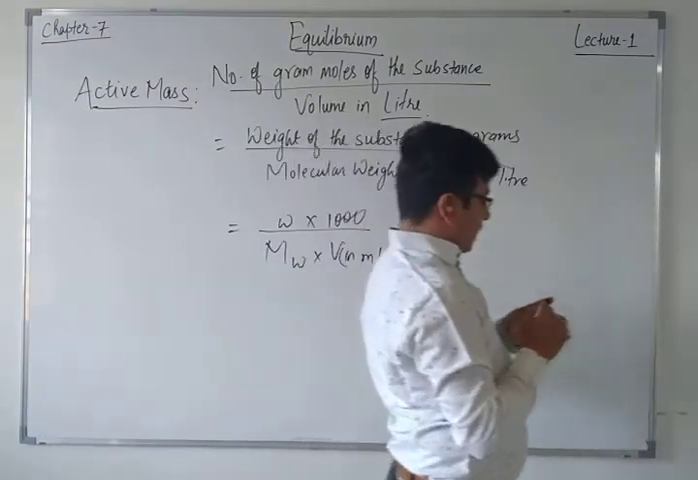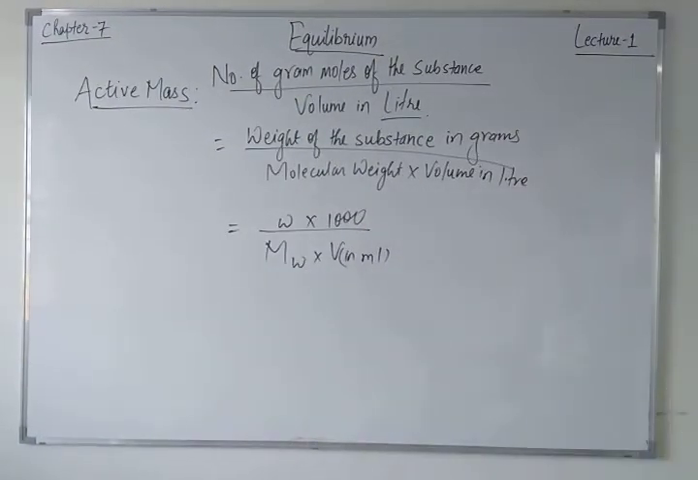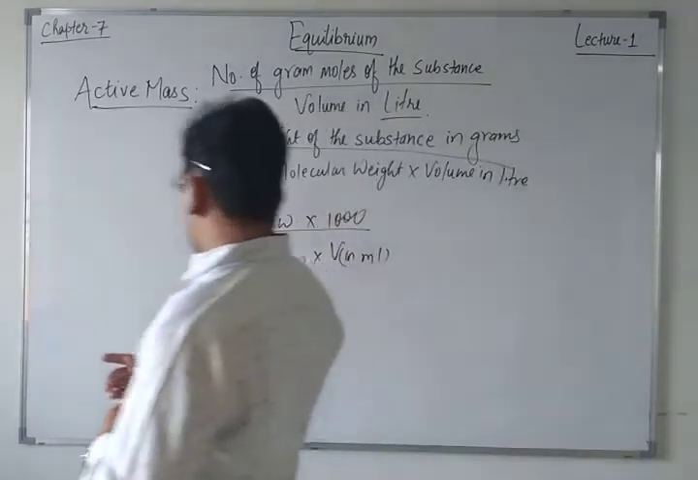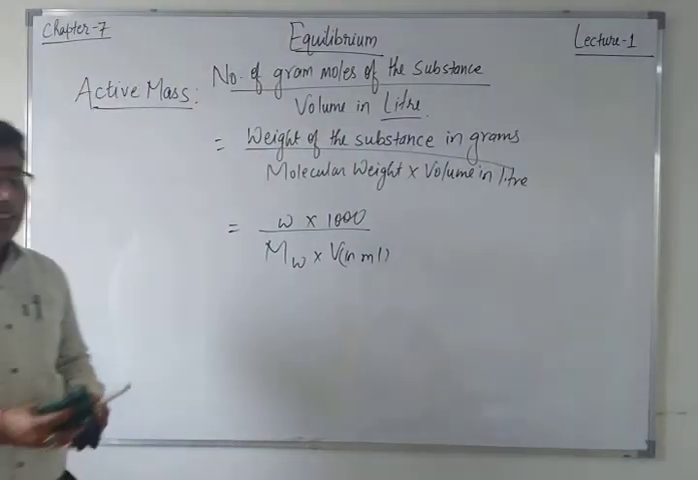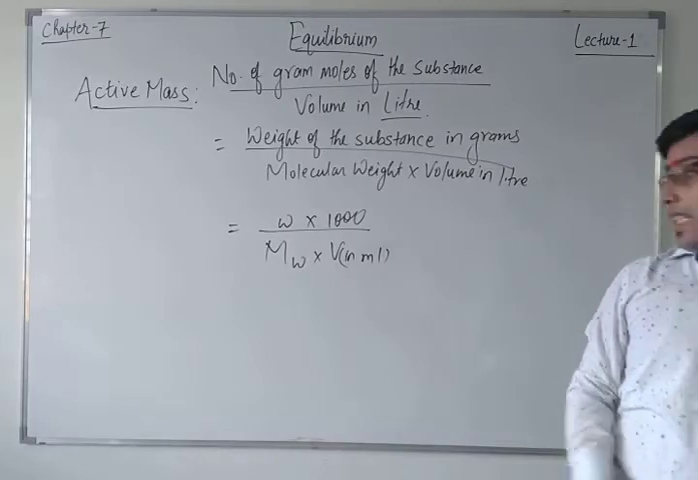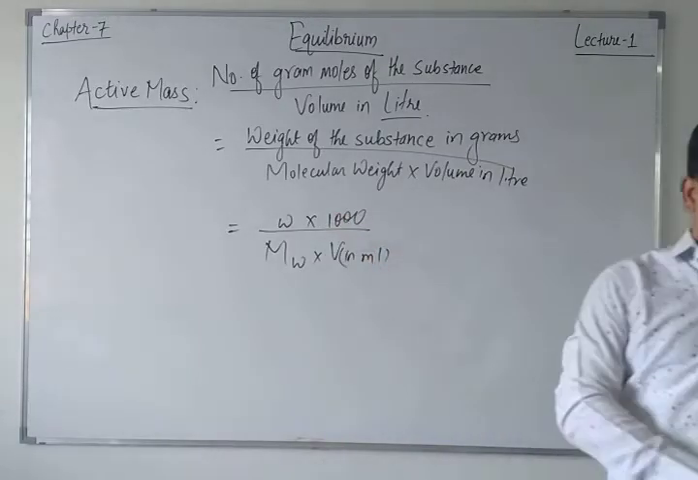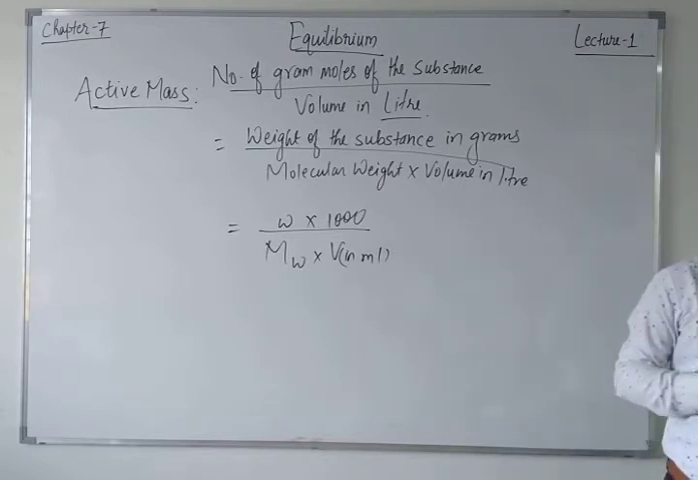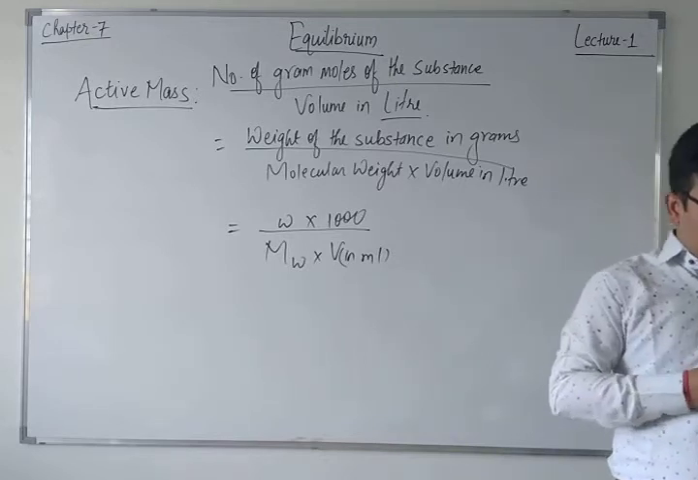weight of the substance in gram upon molecular weight, and you have converted this volume into liter. It was given in milliliter, but now you have converted this volume into liter. When it was given in milliliter, that's why I have written milliliter here, and I have taken the 1000 upward. Now, if anybody asks, what is this molar concentration? You know what is molar concentration?